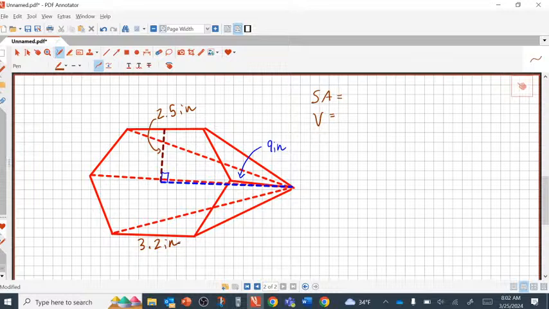So you can't use the original because the base is different. Give it another minute.